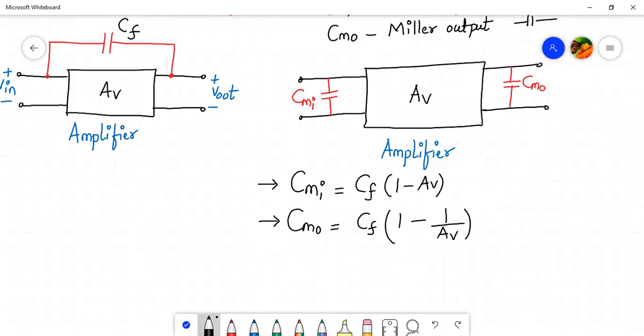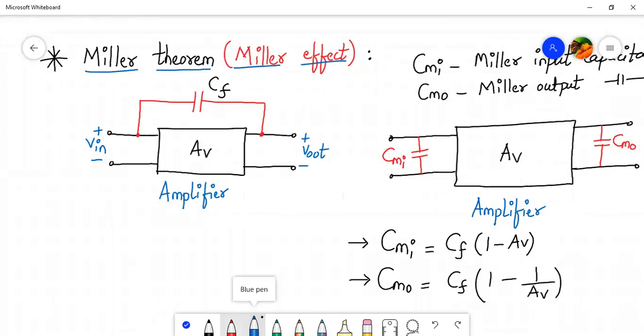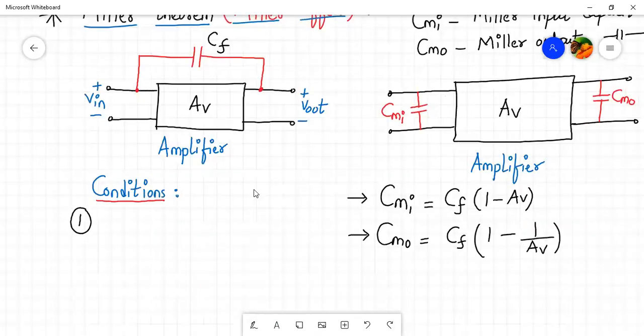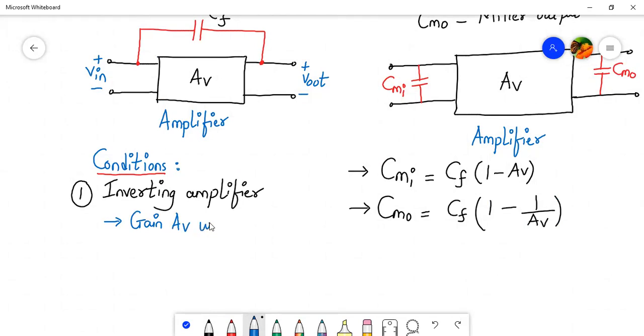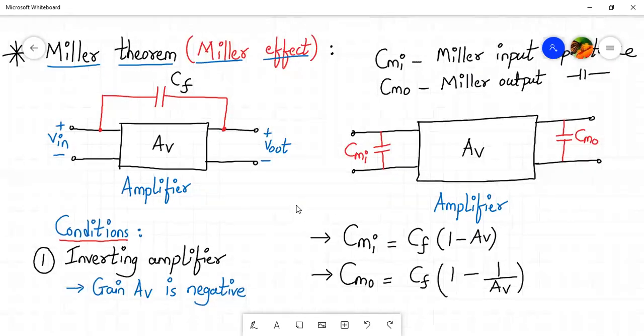Before starting, there are some conditions for this Miller theorem to work. The amplifier should be an inverting amplifier. So I'll write down the condition over here. Number one condition is an inverting amplifier. That means the gain of such an amplifier will be negative. That implies that the voltage gain of the amplifier, AV, is negative. Gain being negative means the input and output are out of phase by 180 degrees. So these are the conditions under which you can apply the Miller theorem.